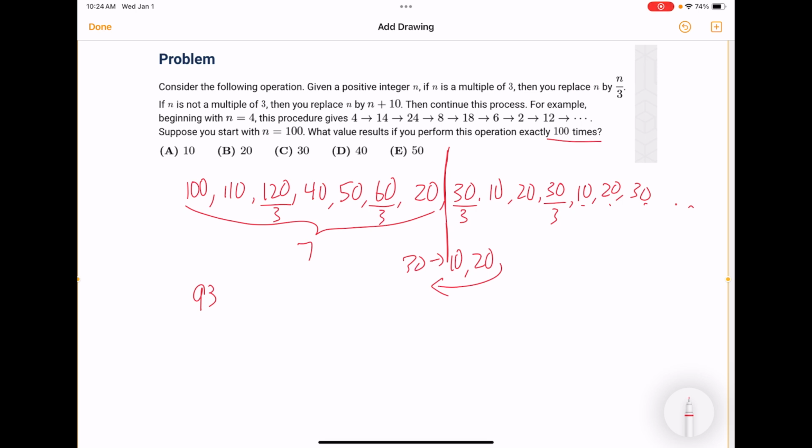But we can divide 93 by 3 because each loop is 3 numbers, 30, 10, 20. So we're going to figure out how many loops there are and see if there are any remainders. We're going to divide this by 3 to get 31. And there are no remainders. So that means this operation will loop through 30, 10, 20 exactly 31 times. So after running it 31 times, it will go back to 30. So we're going to get a 30 again, so our answer would be C.